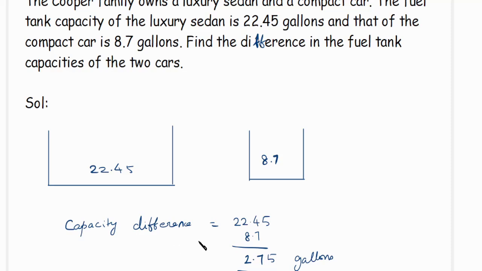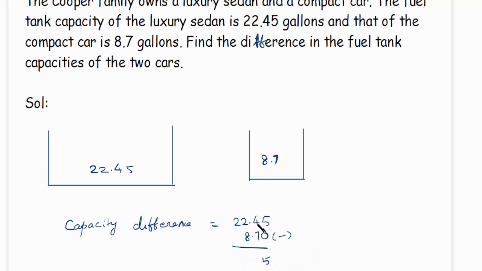So we can find the capacity difference by just subtracting the two values. Please note one thing: 8.7 can be written as 8.70 to get an equal number of digits. So now we have to subtract: 5 minus 0 is 5.